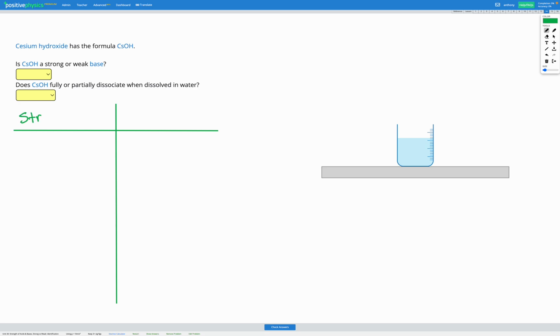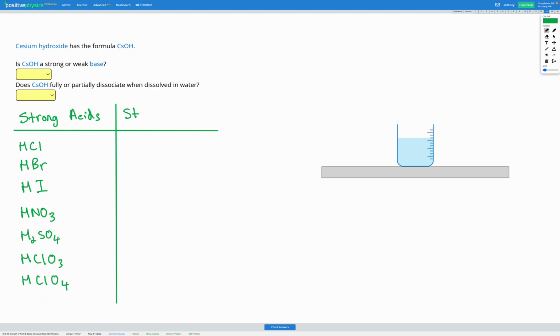So our strong acids, we've got 7 of them. The first 3 are hydrochloric acid, hydrobromic acid, and hydroiodic acid. Then we also have nitric acid, sulfuric acid, chloric acid, and perchloric acid. Those are our 7 strong acids.